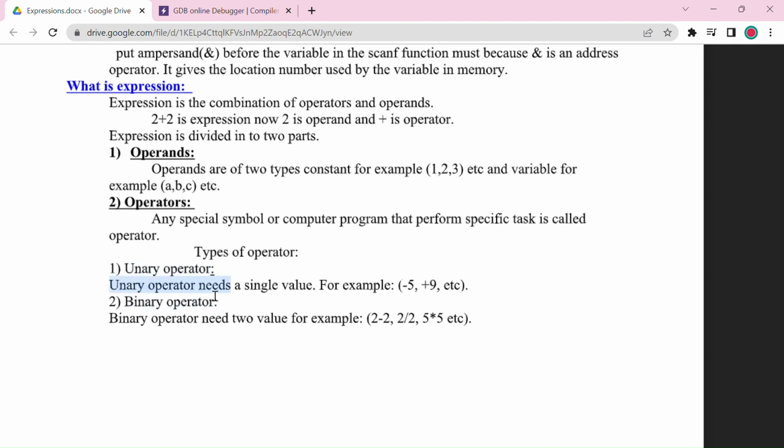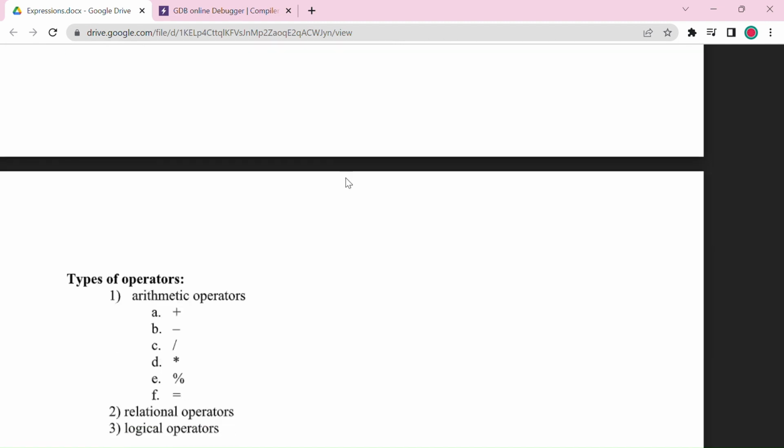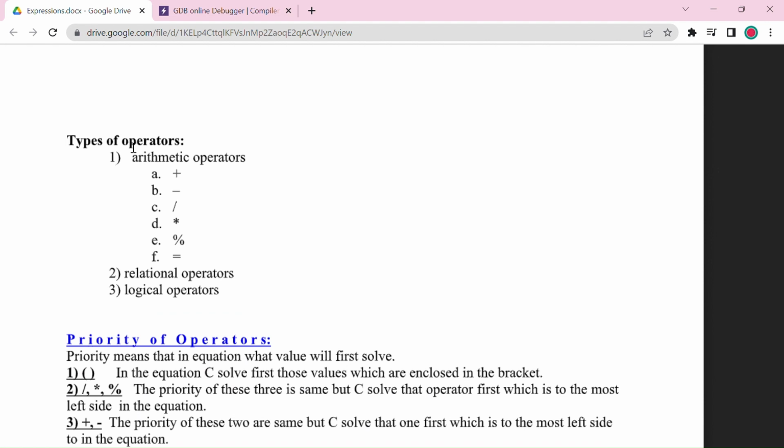The types of operators are unary operator and binary operator. A unary operator needs a single value, for example -5, +9, etc. A binary operator needs two values, for example 2 minus 2, 2 divided by 2, 5 multiplied by 5, etc. So the example mentioned here is a binary operator.